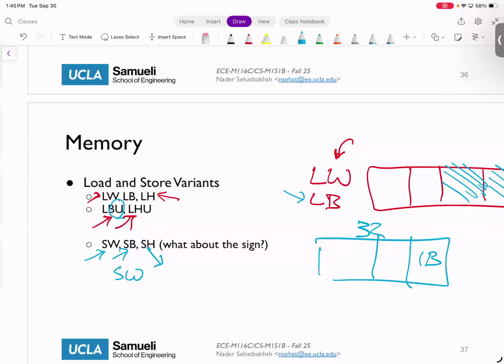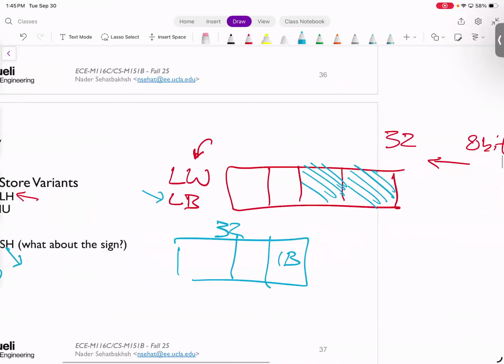So the question is, are we talking about left to right or right to left? That depends on the endianness, right? If I want to store 1 byte here, I usually store bit 0 to bit 7 to that address. Okay, it's the first byte.